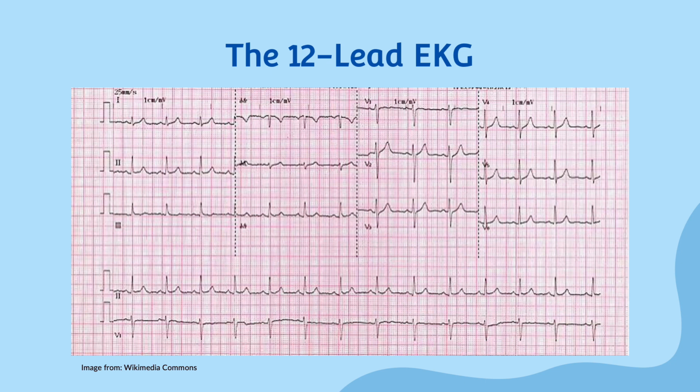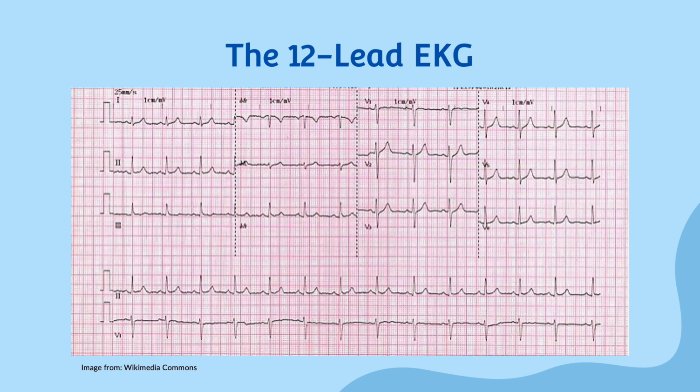Leads 1, 2, and 3 are all considered the limb leads. The leads AVR, AVL, and AVF are all considered the augmented leads. And finally, leads V1 through V6 are all considered the precordial leads.